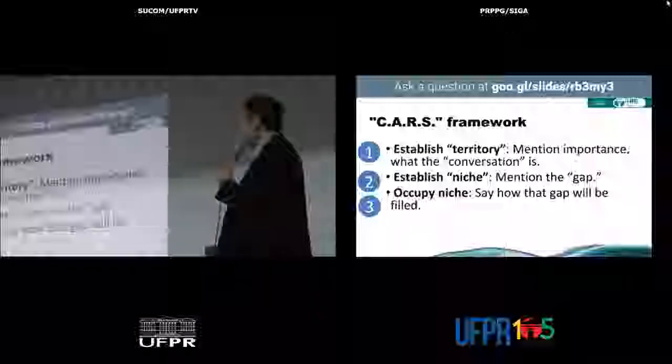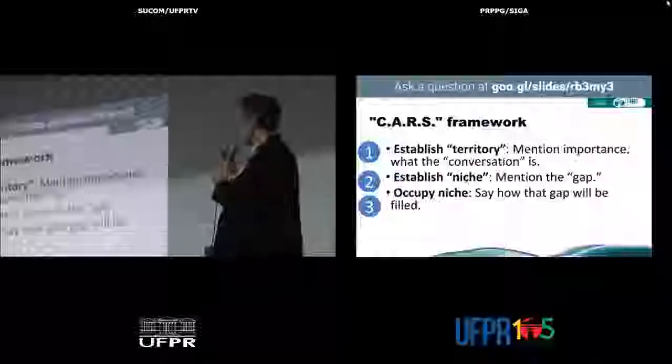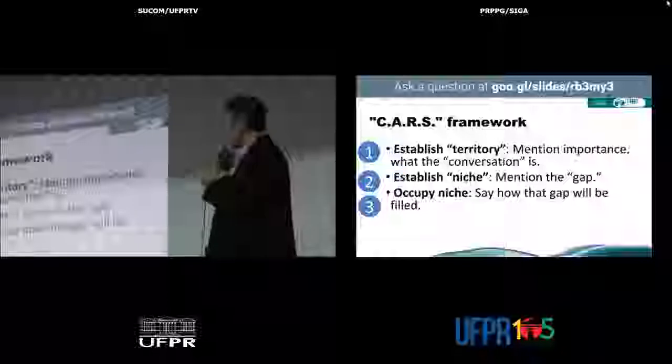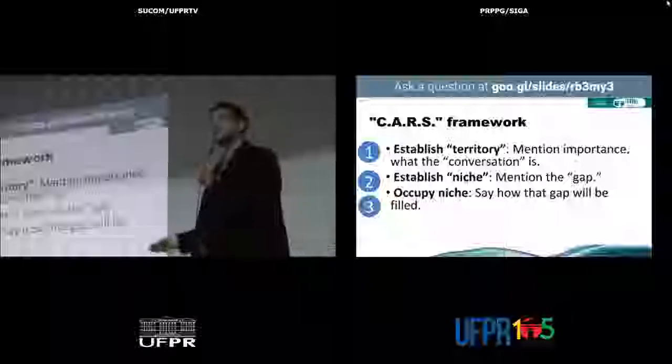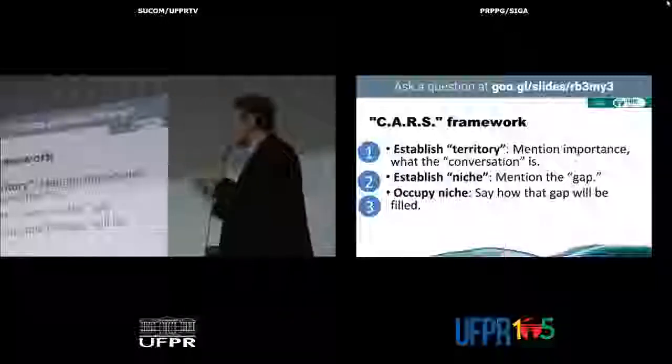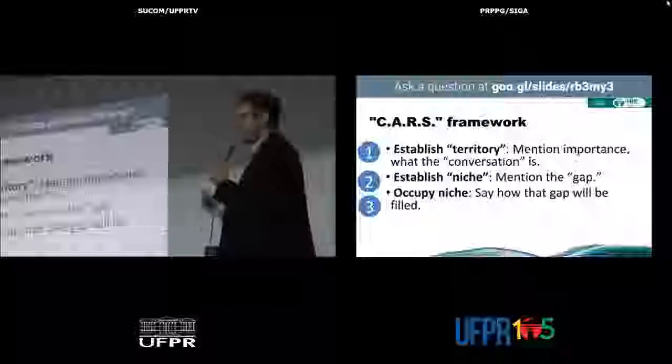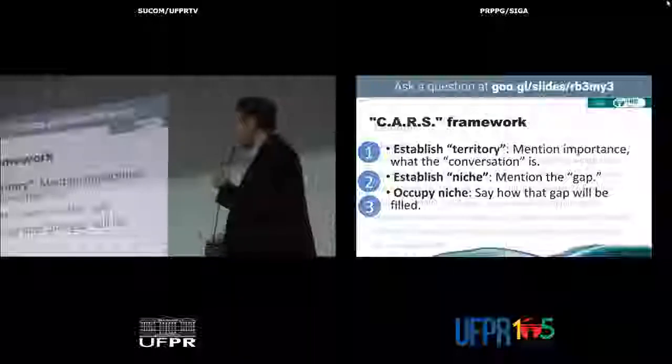So if those are our 3 moves, the territory, the niche, occupying the niche, first part talking about the importance, what the conversation is, mentioning the gap, saying how the gap will be filled. Where do the problems start? The problems start when you skip one of those steps, either in the abstract or in the introduction or both.